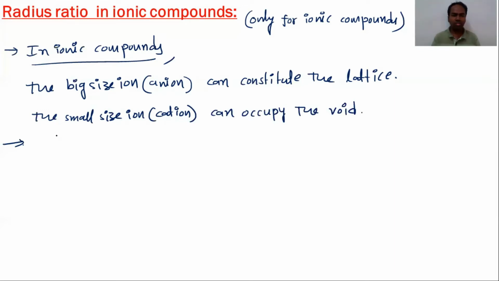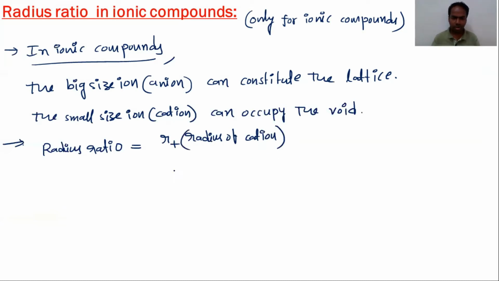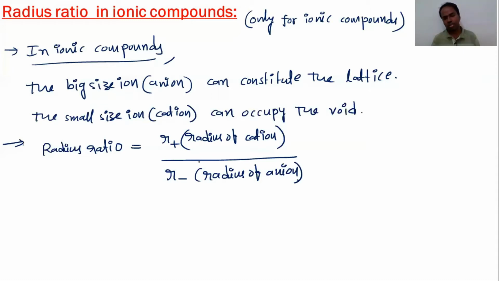Now, what is this radius ratio? And what is the use of this radius ratio? The radius ratio is equal to the radius of cation, R plus, divided by R minus, the radius of anion. So the radius of cation divided by the radius of anion is called the radius ratio.